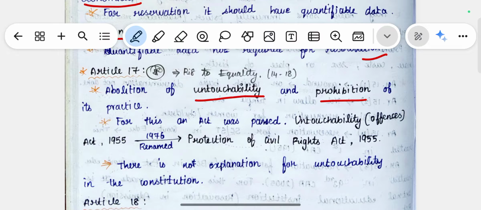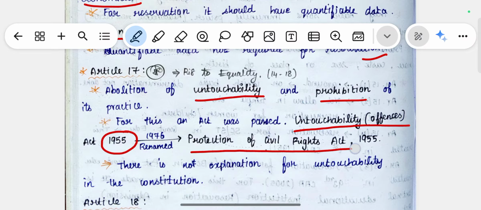For this, an act was passed called the Untouchability Offences Act of 1955. In 1976 it was renamed the Protection of Civil Rights Act. These are some of the acts which show the importance of abolishing untouchability, and there is no explanation for untouchability in the constitution. Our constitution has many words written, and it is the longest written constitution in the world. But there is no particular explanation or meaning for the word untouchability.